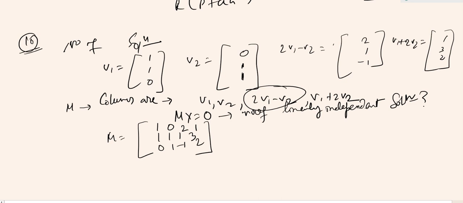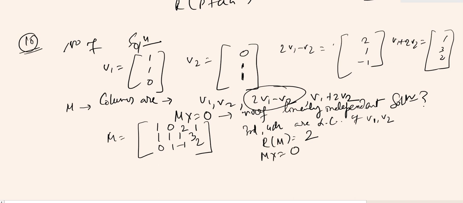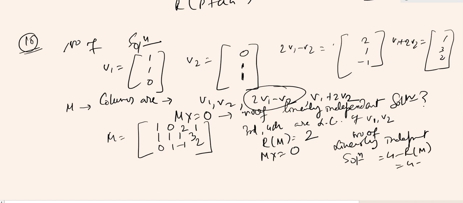So clearly, the third and fourth columns are linear combinations of V1 and V2. So rank of M is equal to 2. So the homogeneous system Mx equal to 0, number of linearly independent solutions. This is one very important theory. So the number of linearly independent solutions will be 4 minus rank of M, that is 4 minus 2 equal to 2.